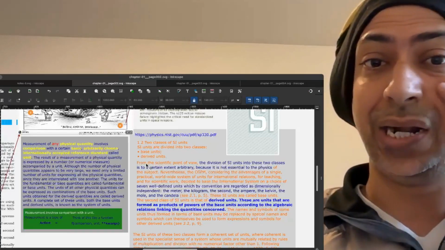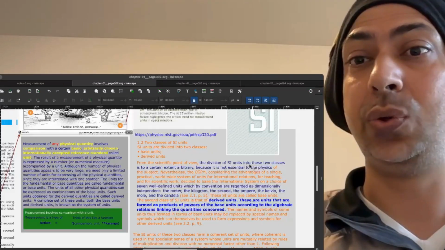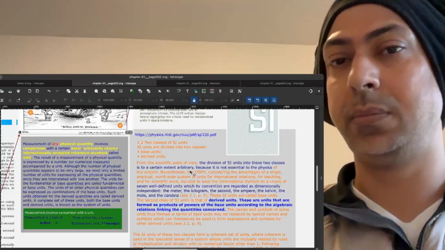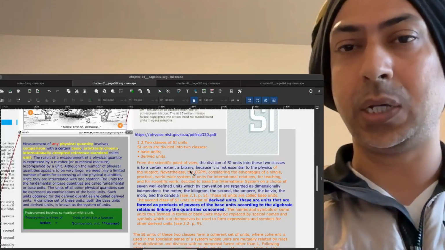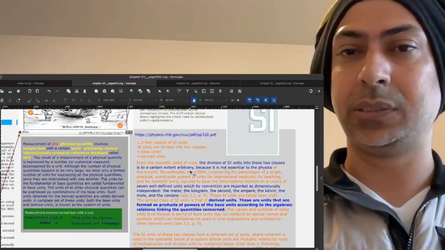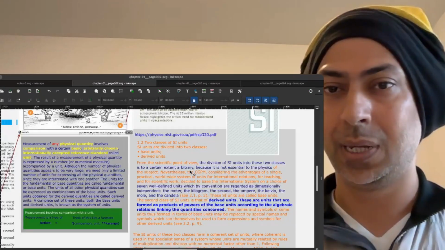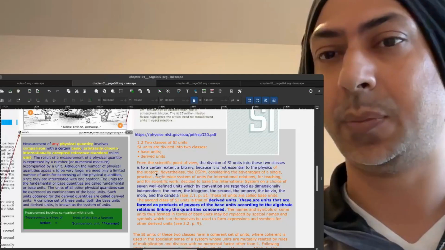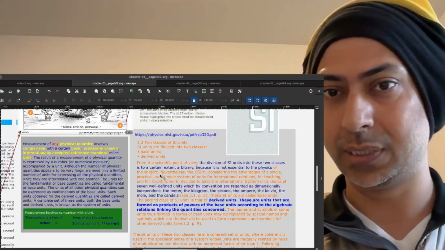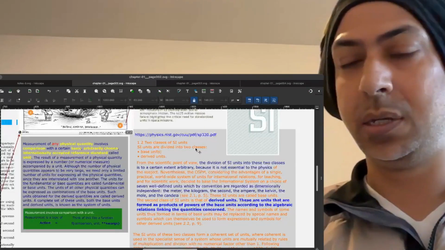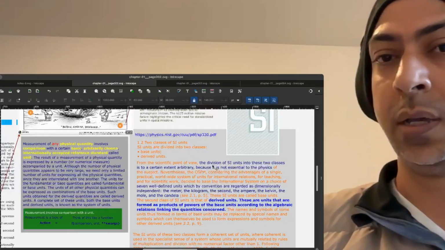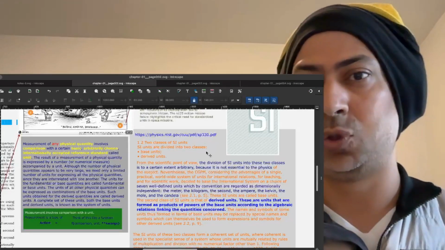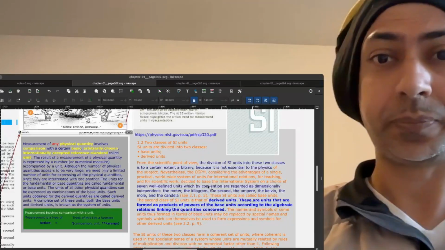आगे बोलते हैं: from the scientific point of view, the division of SI units into these two classes is to a certain extent arbitrary. Arbitrary means without any cause, taking a fresh decision, making a choice and sticking with it. That's arbitrary because it is not essential to the physics of the subject. So because it is not essential, this division, this vargikaran. So वर्गीकरण, no, classification is वर्गीकरण, division is भाग देना. तो दो भाग में जो divide किया है वो है.